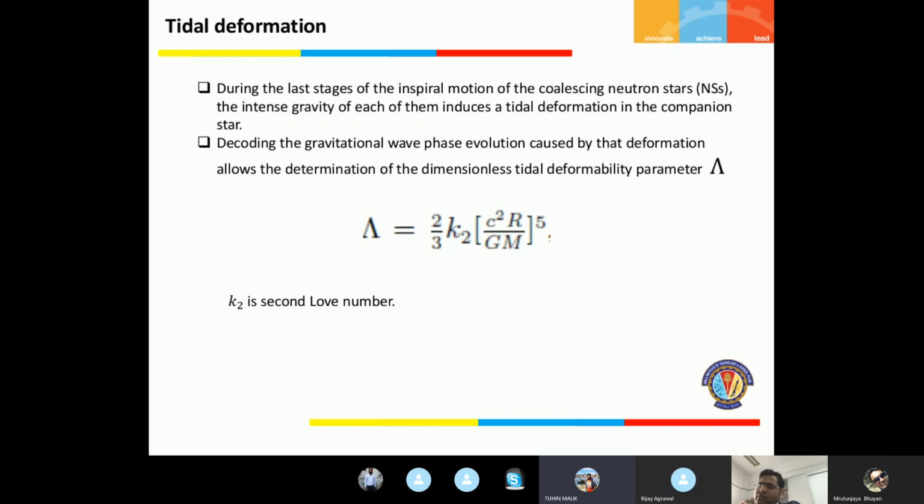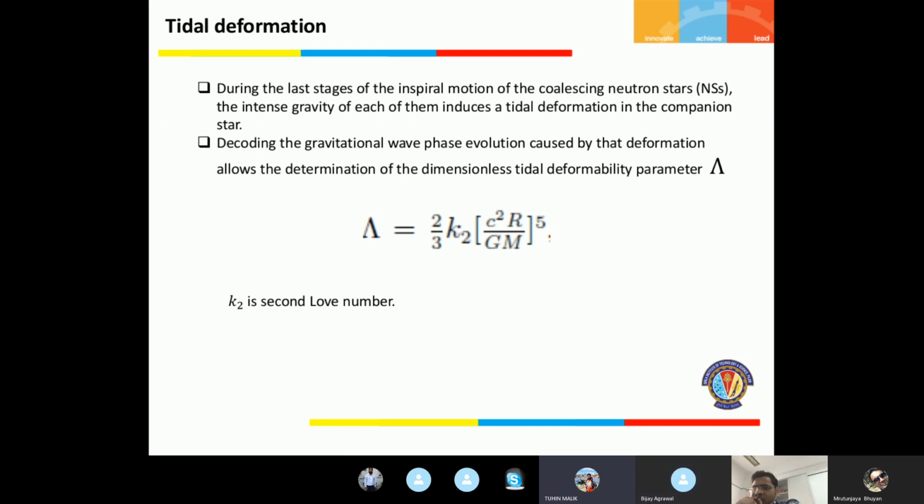So lambda is basically 2/3 times k2 times (c²R/GM) to the power 5, where R is the radius of the neutron star, M is the mass of the neutron star, and k2 is called the second Love number. So lambda is proportional to k2 times the radius to the fifth power.